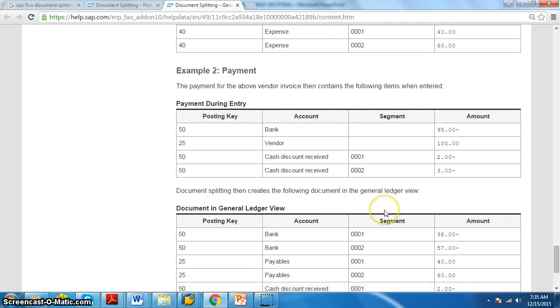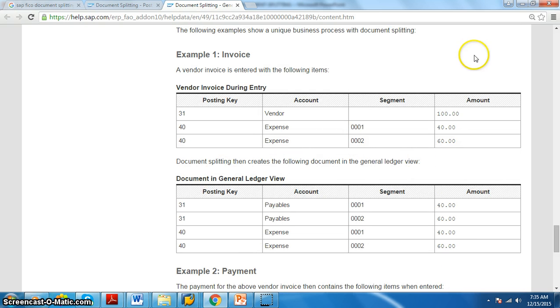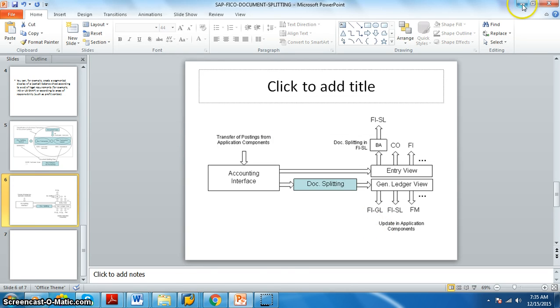This is a different concept actually. So this concept is clear, right? This example is clear for you, right? Okay, so let's go ahead and do it in the system now.